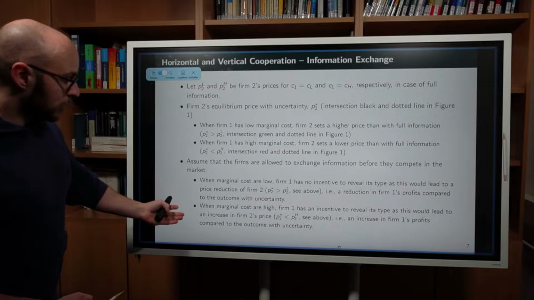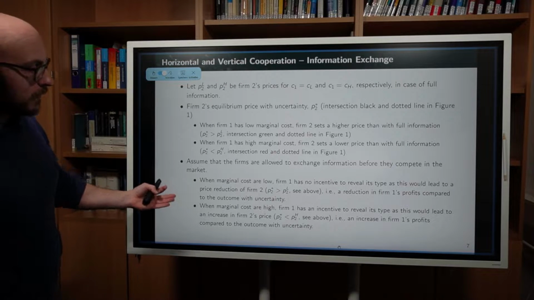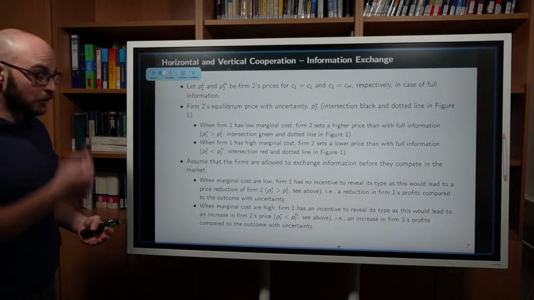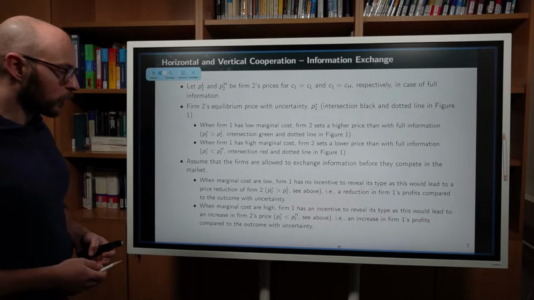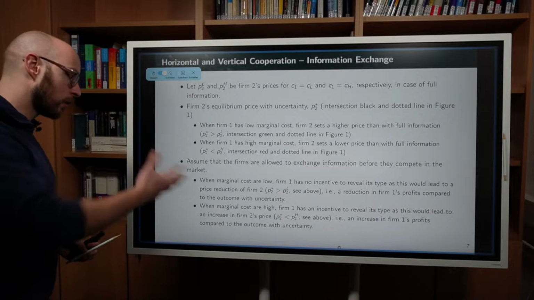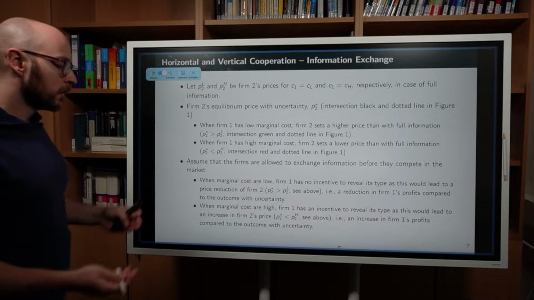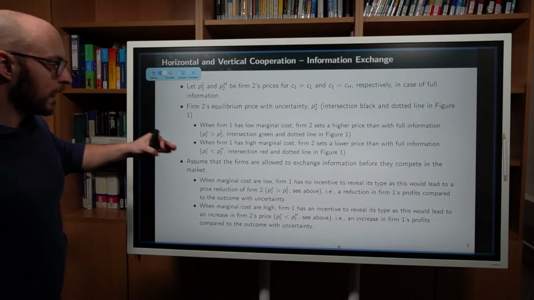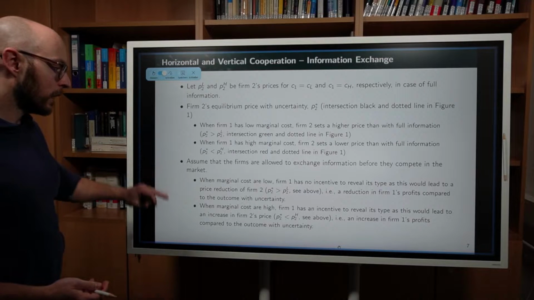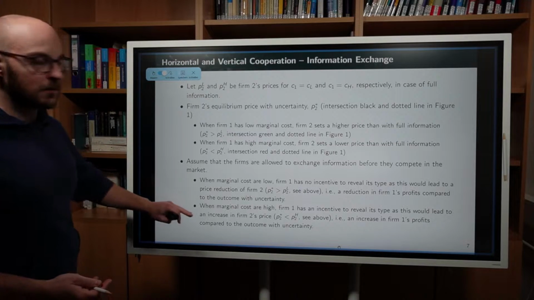The situation is reversed when firm 1 actually has high marginal costs, because if firm 2 actually knew what the type of firm 1 would be, this would lead to an increase in prices, which is again good for firm 1, right? So we sum up that if firm 1 has a low type, then it has no incentive to reveal its type, and when it has a high type, it has an incentive to reveal its type.